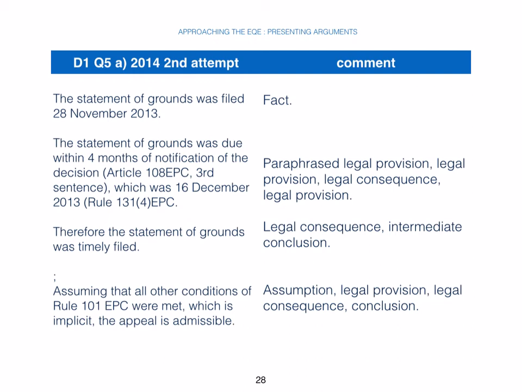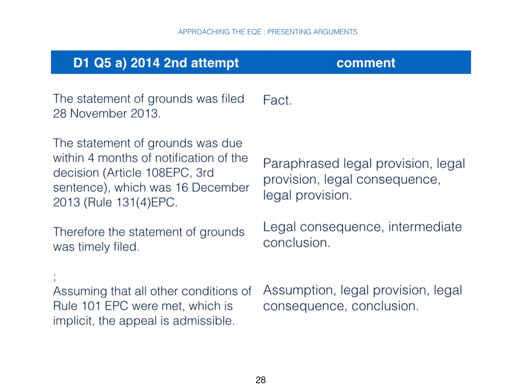And there we put also assuming that all other conditions of Rule 101 were met, which is implicit, the appeal is admissible, which is the consequence and the answer to the question. So you may want to take that question and use your own structure to answer the question. I think the second answer was probably more streamlined than the first one, but I would recommend that when you answer part one questions as part of your practice, that you answer the same question using different formats to test the different ways that you can write up the answer.